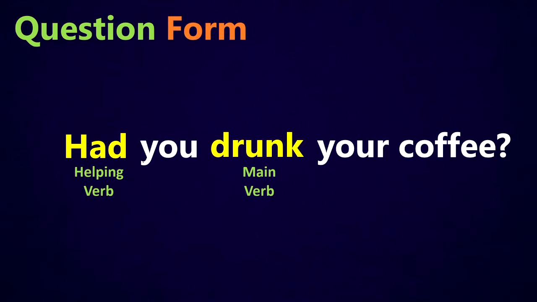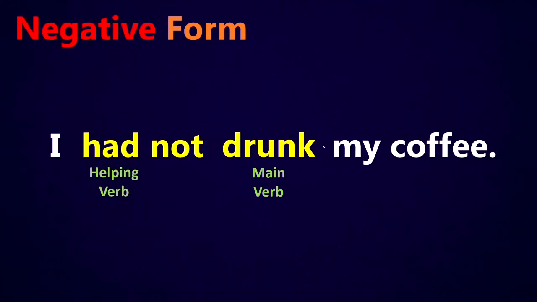If we're making it into a question, we just move the helping verb before the subject. So, had you drunk your coffee? And if we want to make it negative, we just add not in between the helping verb and the main verb. So, I had not drunk my coffee.